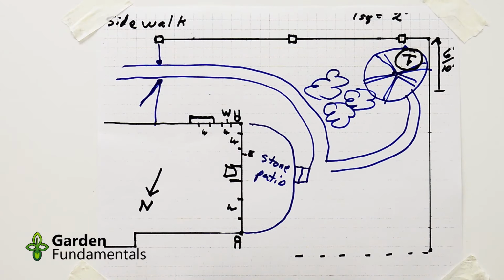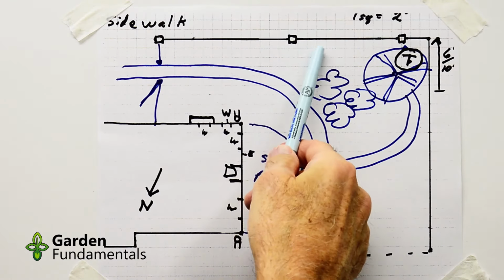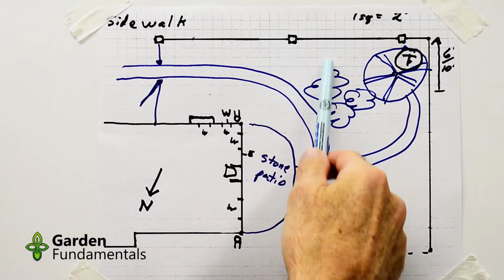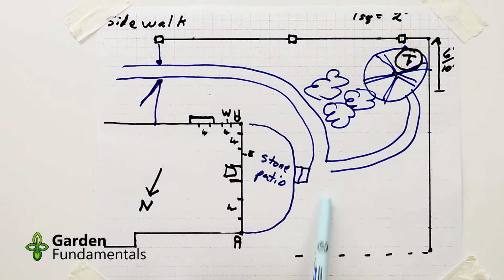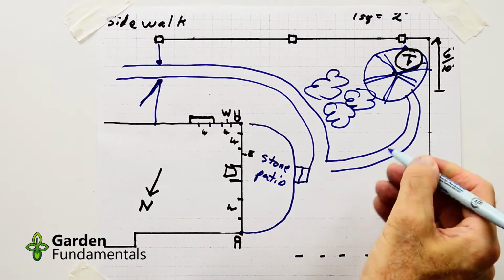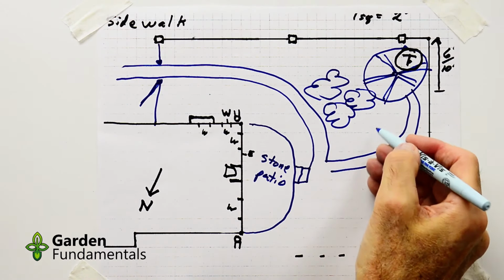The other thing that's on my want list is a pond. Now I have a couple of options. I could put a pond over here. That would be an interesting idea. I could also put a pond in here, over here. So I still have lots of options for that. But I'm kind of leaning towards putting it here.